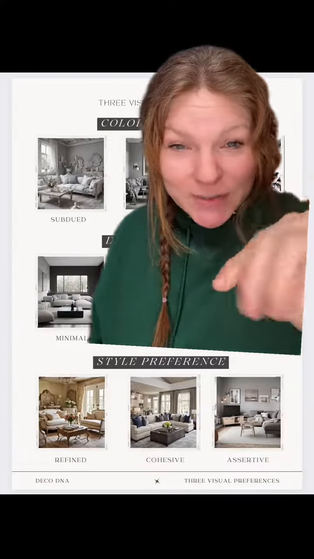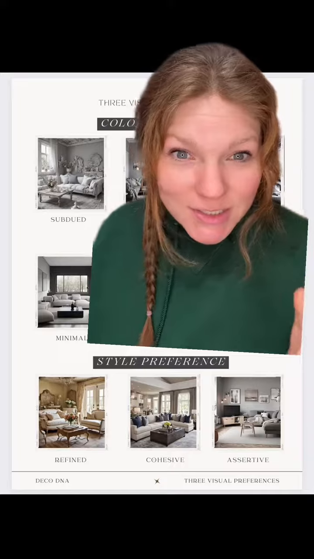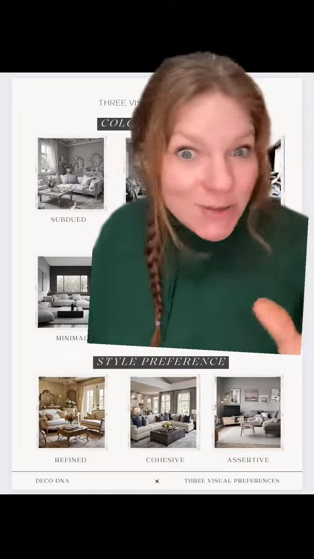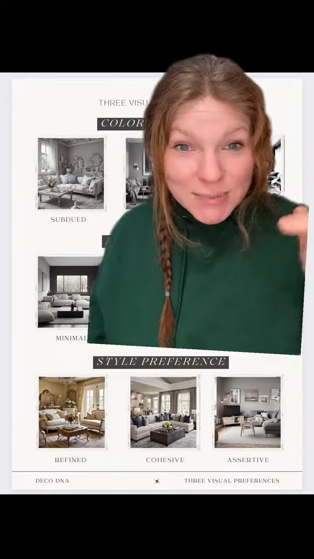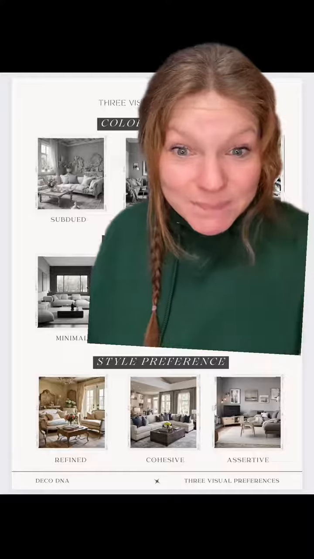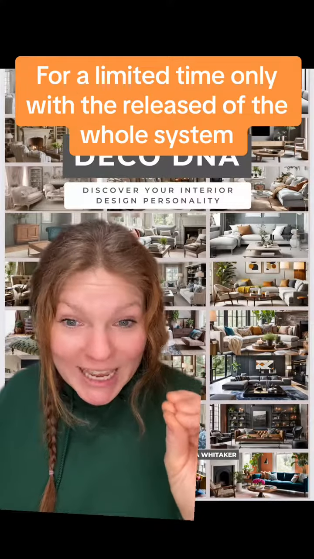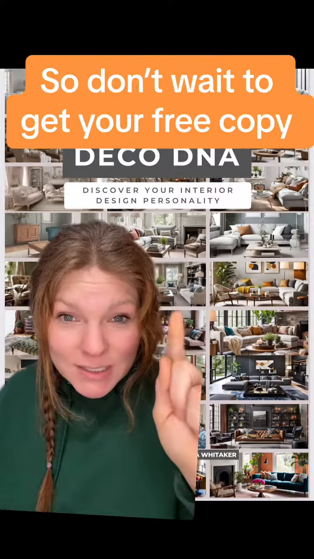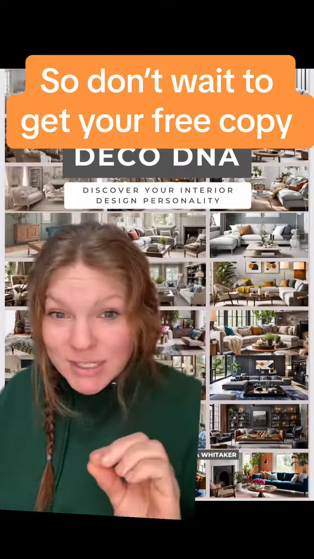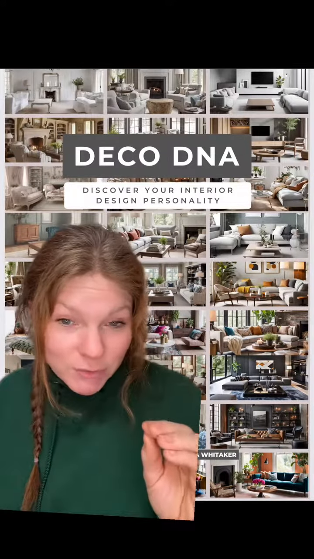But this last preference is the most complicated to understand and is actually the secret sauce to the DecoDNA interior design personality system. And because I don't want to gatekeep, I have offered the DecoDNA primer. It tells you just the basics of all the different preferences.